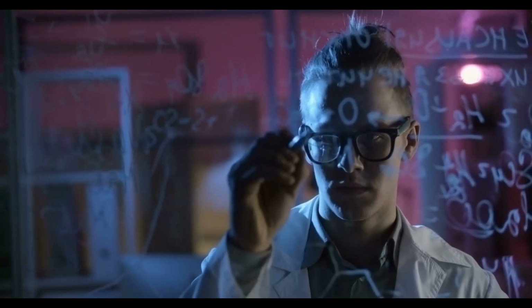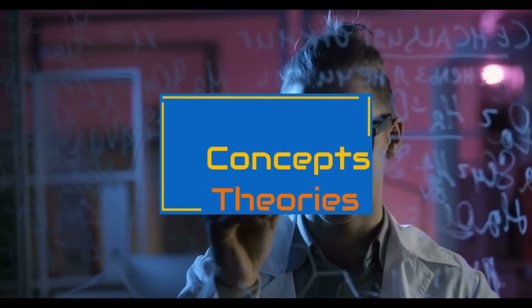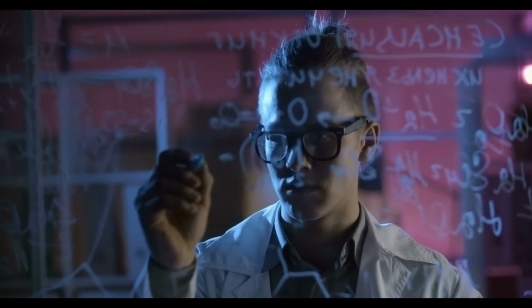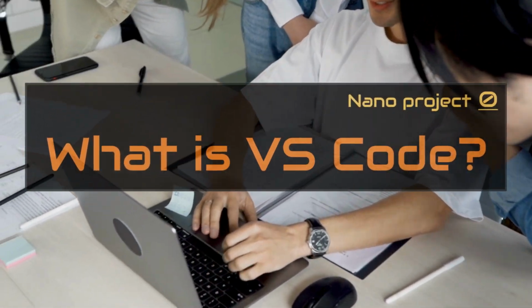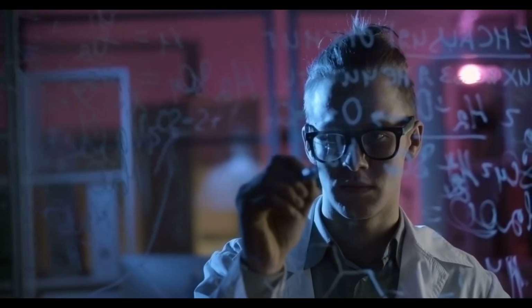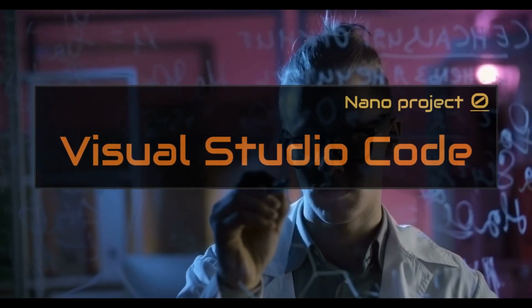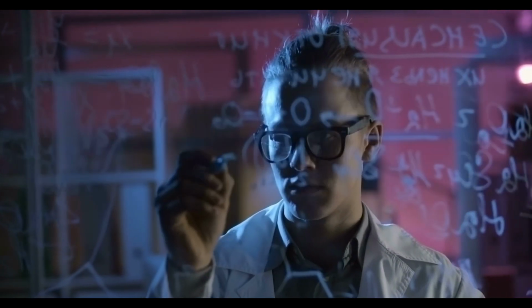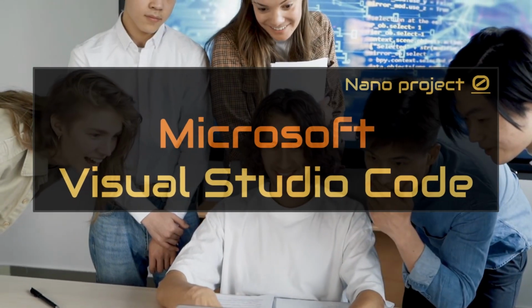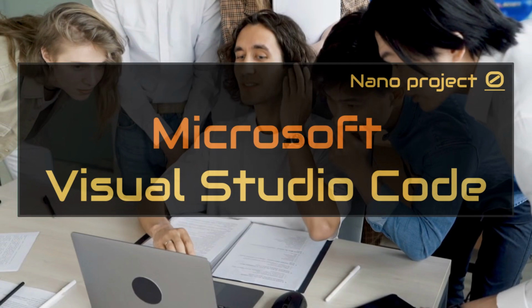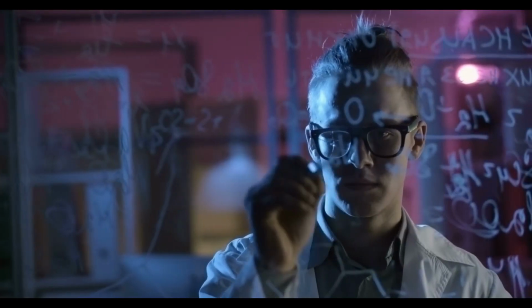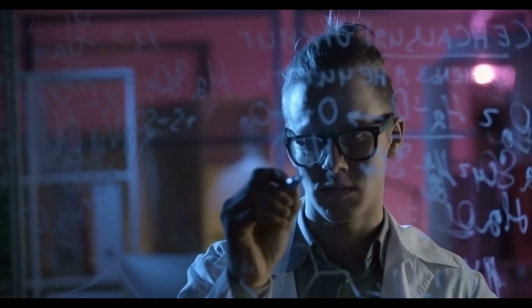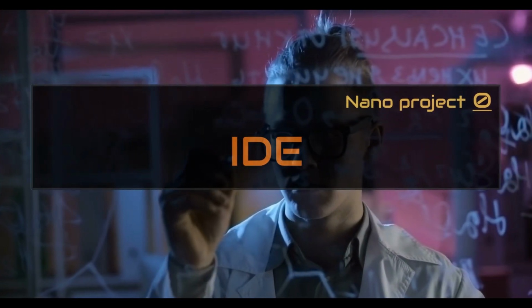Nice. Now let's talk about the concepts and theories that helped us to implement the project. What is VS Code? Actually, VS Code is a nickname. The real name is Visual Studio Code. To be more precise, the real name is Microsoft Visual Studio Code, but we'll keep calling it VS Code the entire course, okay? VS Code is an IDE.